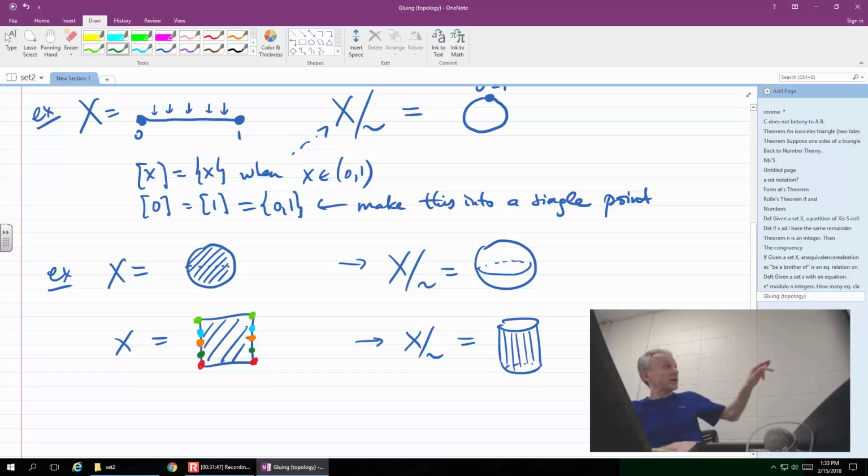Yeah, he did that. So it is the plan of how to do it. Take every green point and glue it to the other green point. The blue points also glue together, right?